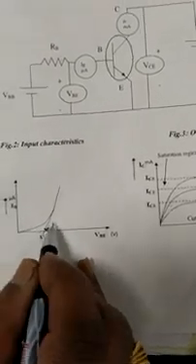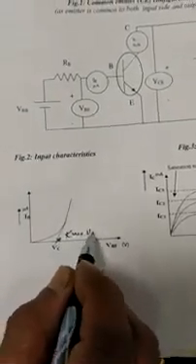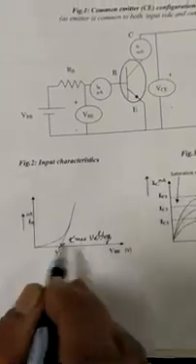Then finally the result. In this table you should find the knee voltage. This knee voltage you have to find from your input characteristics. On the input characteristics you will get a linear graph. You take a tangent, isn't it? Where the tangent cuts the x-axis, that is the knee voltage. The knee voltage you can find from this graph, the input characteristics.